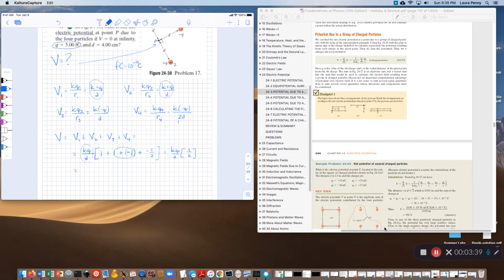And so this is much simpler than actually calculating each of these numbers out. I only have to multiply by the K and the Q and the D one time. So 0.5 times 8.99 times 10 to the 9 times 5 times 10 to the negative 15, divided by, and the D is 4 centimeters, so 0.04. And I get an electric potential of 5.62 times 10 to the negative 4 volts. This is the net V at that location.